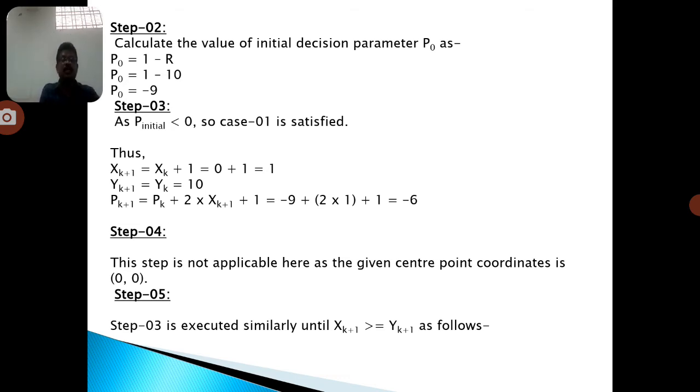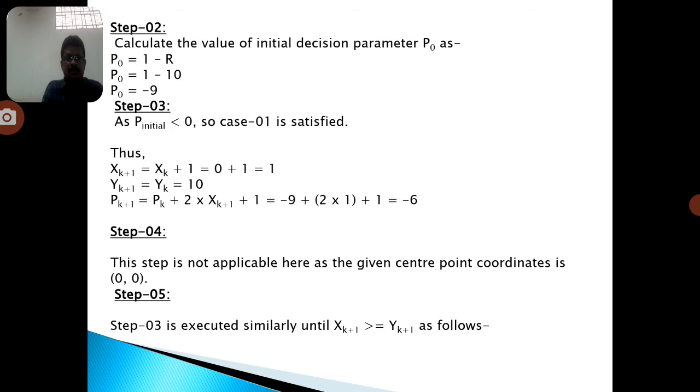The midpoint algorithm depends on two cases. Case 1 is when the pk value is less than 0, and the second case is when pk is greater than or equal to 0. Now the p0 value is minus 9, so it is less than 0, and we go to case 1. In case 1 the x coordinate is incremented and the y coordinate stays the same. So xk+1 equals 0 plus 1, which equals 1, and yk+1 equals yk, with no increment, which is 10.